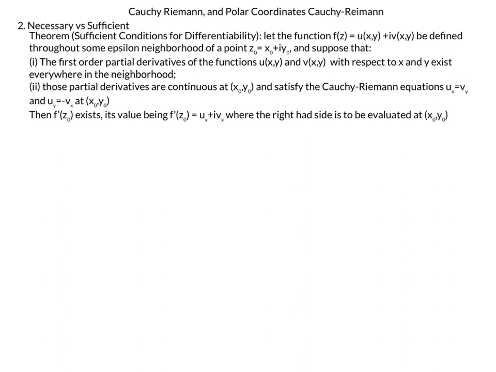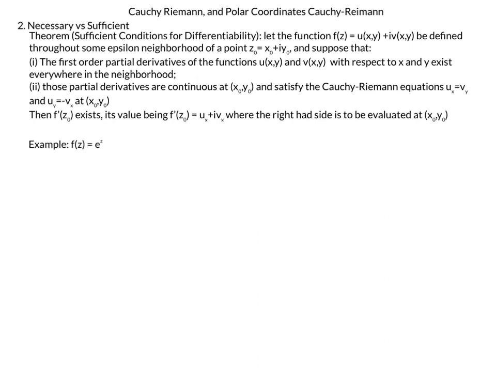u sub x equals v sub y, and u sub y is equal to minus v sub x. So it sort of looks like there's two conditions, but there's really three. First, the partial derivatives exist, and they're continuous, and finally they satisfy the Cauchy-Riemann equations. Then f prime of z naught exists, and its value is going to be u sub x plus i v sub x.